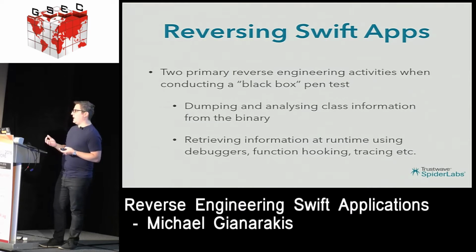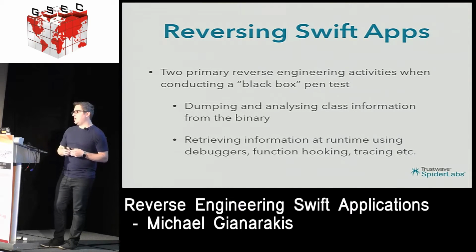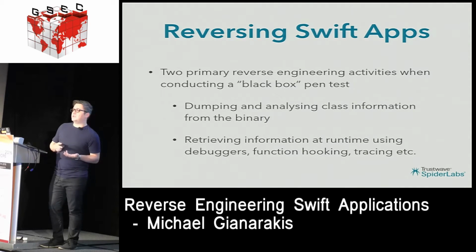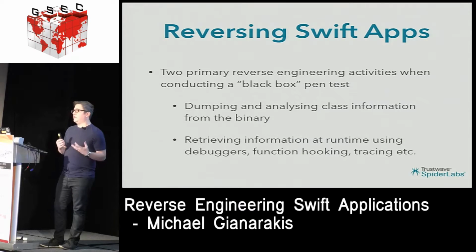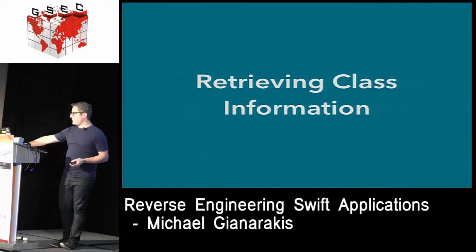Cool. So there's two primary reverse engineering activities when you're doing a black box pen test, right? And by black box, I mean you don't have access to source. So the first one really is dumping and analyzing class information from the binary, so you can get an understanding of what makes up the app and where some potential vulnerabilities might be, and then retrieving information at runtime using debuggers, function hooking, tracing, things like that.